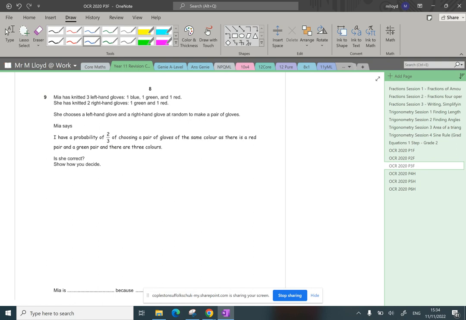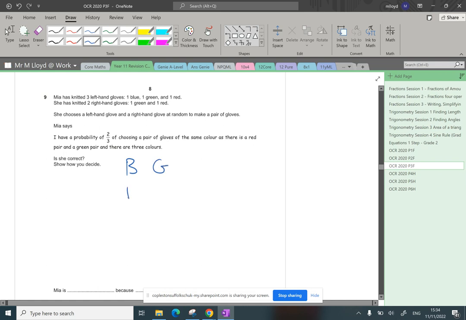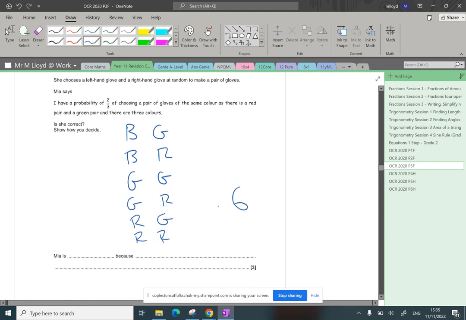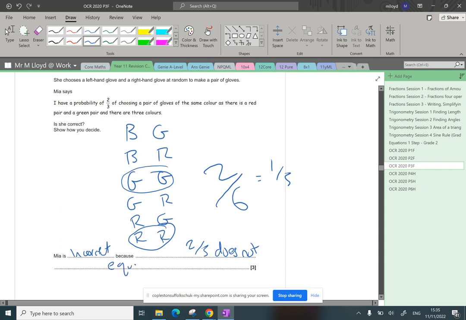as there is a red pair and a green pair, and there are 3 colours. Now, she's not correct, and let's look at why. So the options we've got are blue and green, blue and red, green and green, green and red, and then finally red and green, red and red. Now let's look at these. We've got 6 outcomes, and then we've got a pair here, and we've got a pair here. So that makes 2 out of 6. So actually, it's 1 in 3. So Mia is incorrect. And then we're looking for 2 over 3 does not equal 2 over 6. Sorted.